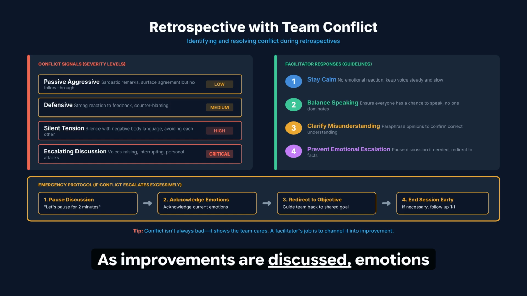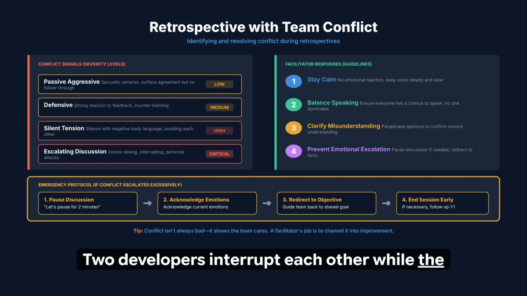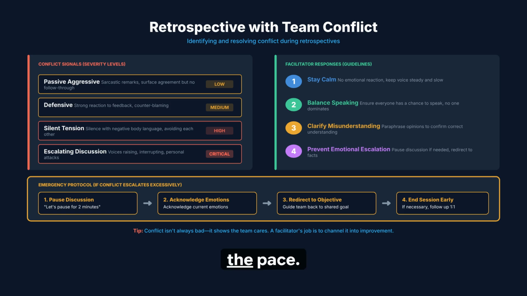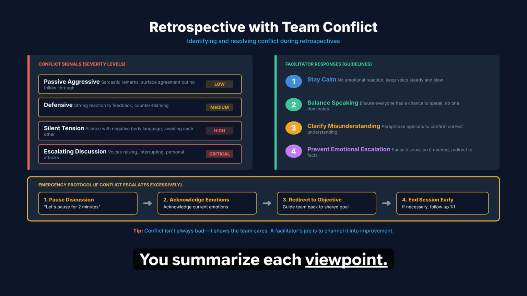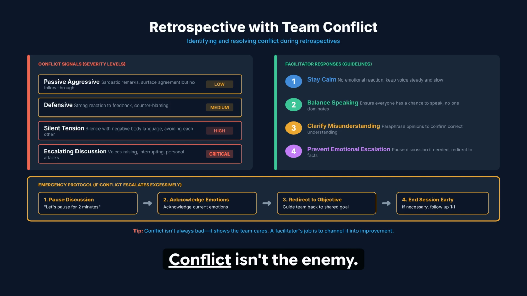As improvements are discussed, emotions suddenly rise again. Two developers interrupt each other while the product owner becomes defensive. Rather than stopping the discussion, you slow the pace. You summarize each viewpoint, acknowledge the emotions, and guide everyone back to the shared goal. Conflict isn't the enemy. Unmanaged conflict is.